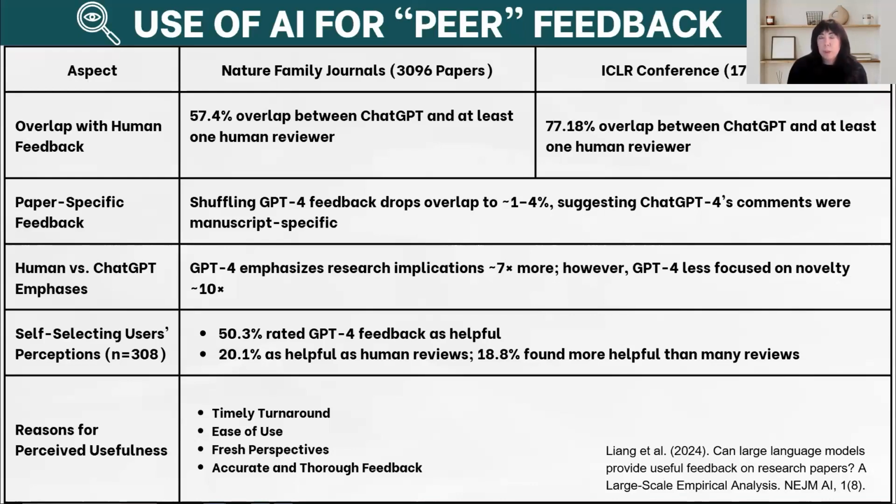Additionally, to account for the possibility that some of the feedback could have been generic, the researchers then shuffled the feedback and found that when they compared the shuffled feedback to the papers, the percentage of overlap dropped from approximately 1 to 4%, indicating that ChatGPT-4's comments were indeed manuscript specific.